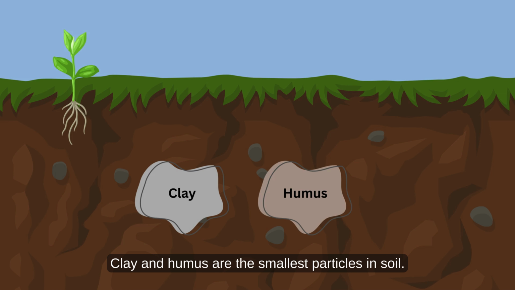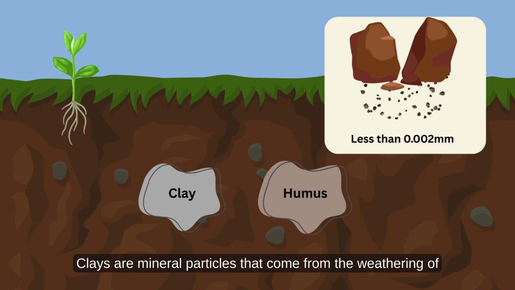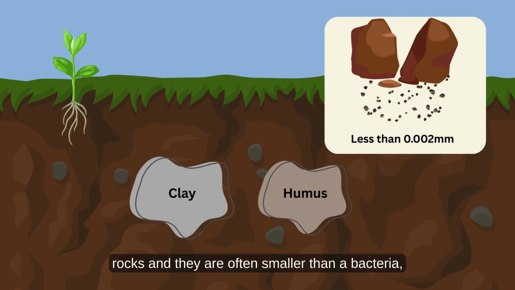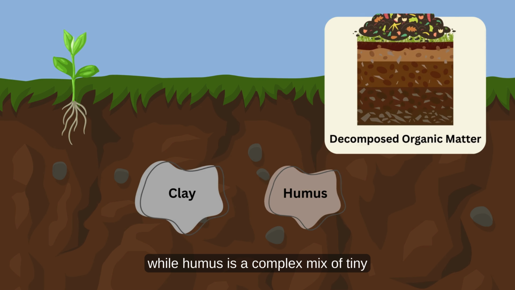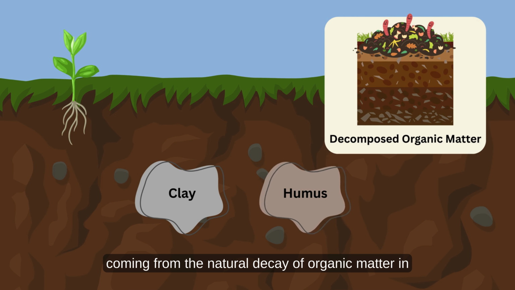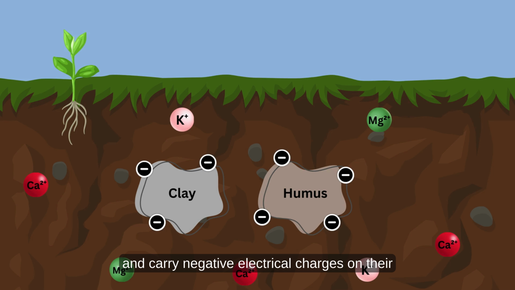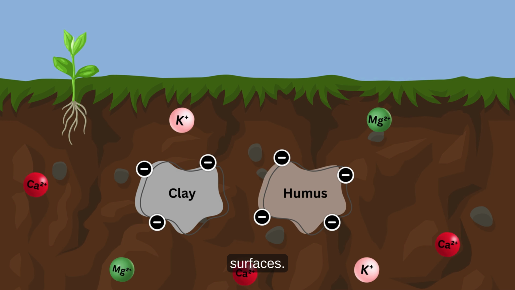Clay and humus are the smallest particles in soil. Clays are mineral particles that come from the weathering of rocks, and they are often smaller than a bacteria, while humus is a complex mix of tiny particles and molecules coming from the natural decay of organic matter in soils. Both clay and humus are chemically active as they have a large surface area relative to their size and carry negative electrical charges on their surfaces.